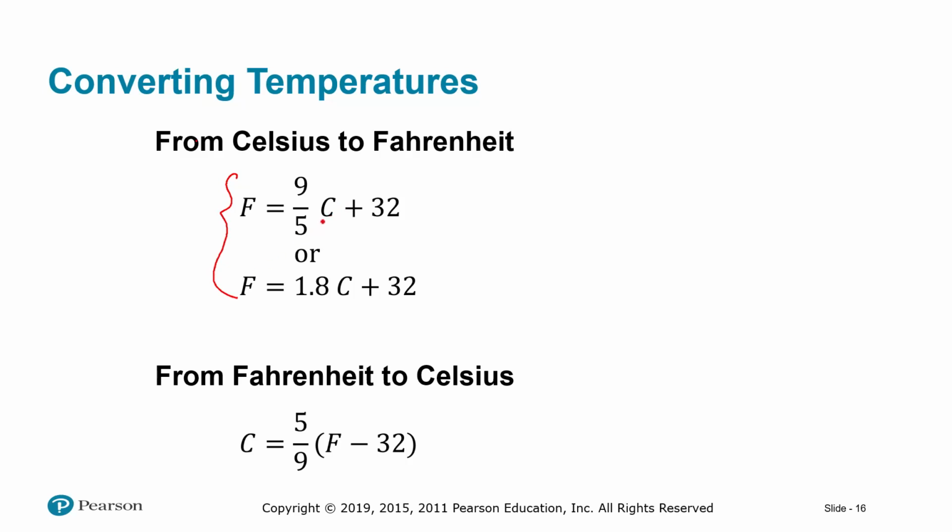If you are given the Celsius and you want to find the Fahrenheit, just use this formula. And you can use either 9/5 or 1.8. They're exactly the same, and you can get your Fahrenheit temperature from a Celsius. Going in the other direction, if you have Fahrenheit and you want the Celsius, easy. Just take the Fahrenheit, subtract 32, multiply by 5/9, bingo, you've got your Celsius temperature.